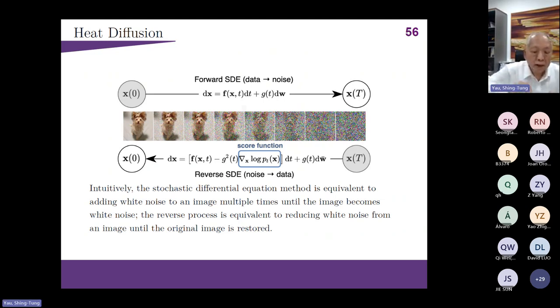Okay, so intuitively, the stochastic differential equation method is equivalent to adding white noise to an image multiple times until the image becomes white noise. The reverse process is equivalent to reducing white noise from its image until the original image is restored.